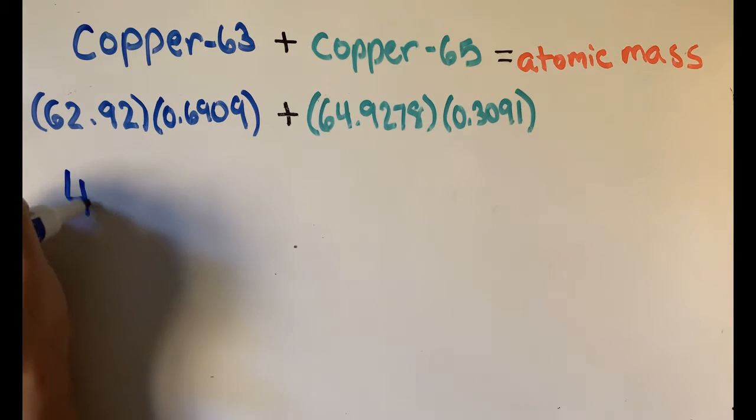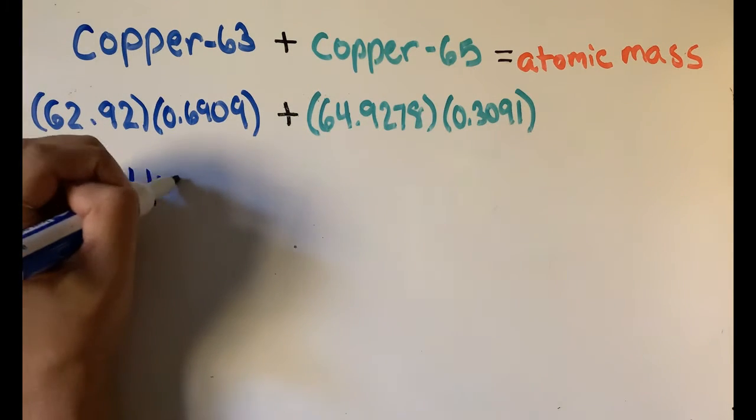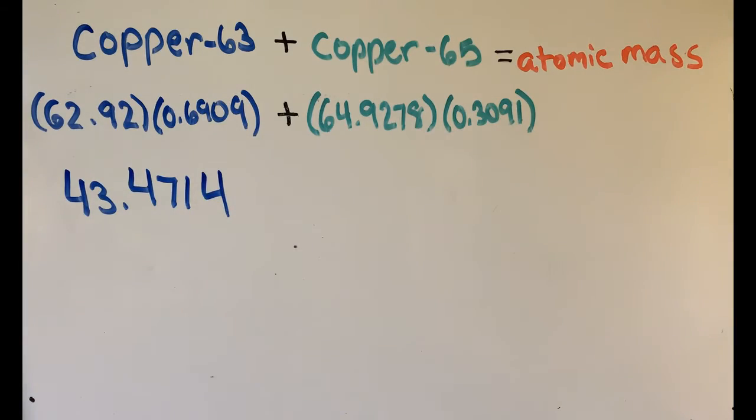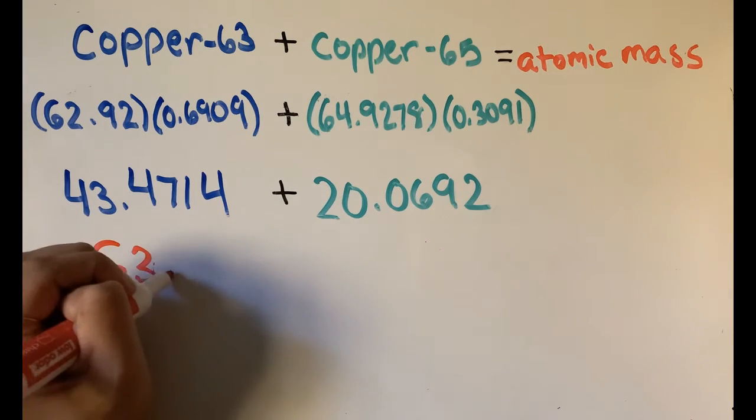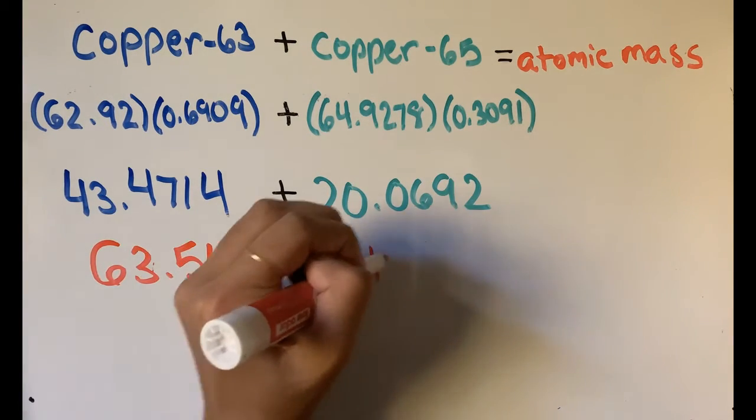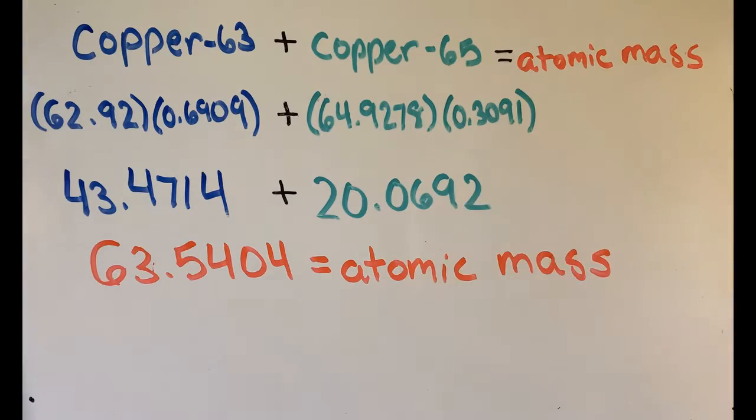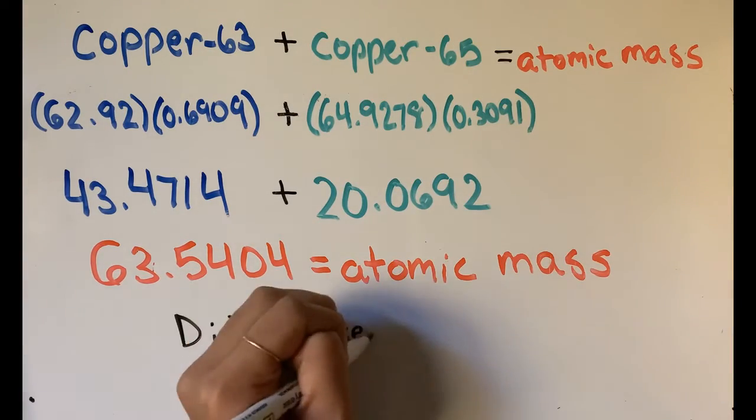Now, when we combine the values, we know that it's 43.4714 plus 20.0692. So, once we add those together, we get the atomic mass, which is 63.5404. Did you get it right?